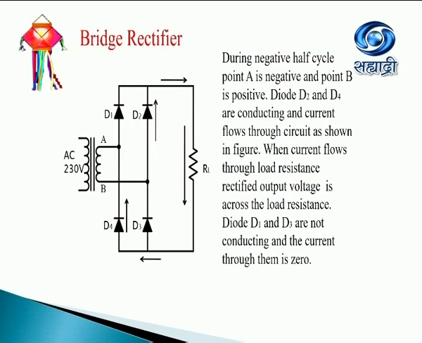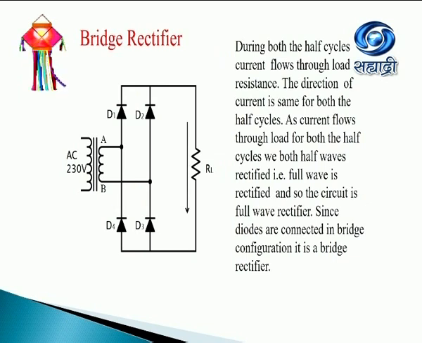During the negative half cycle, point A is negative and point B is positive. Diodes D2 and D4 are conducting and current flows through the circuit as shown in the figure. When current flows through the load resistance, rectified output is across the load resistance. Diodes D1 and D3 are not conducting and the current through them is 0. During both the half cycles, current flows through the load resistance. The direction of current is the same for both the half cycles.